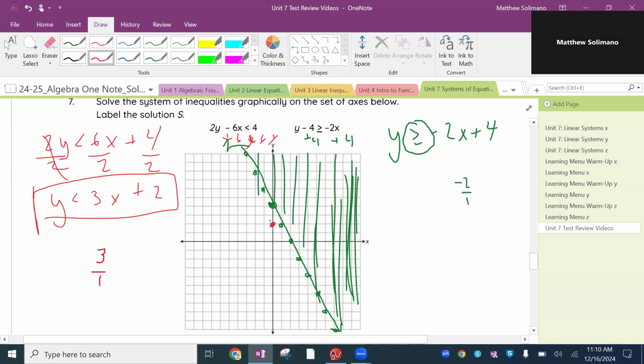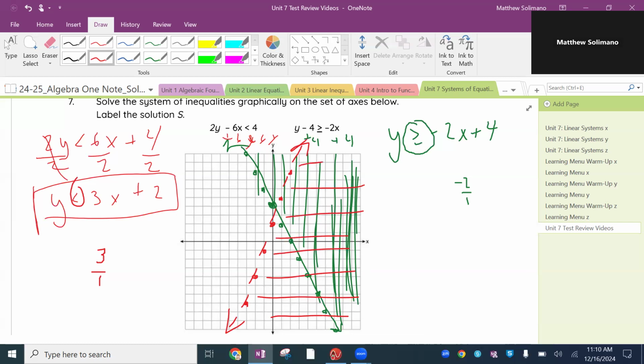So I'm going to go up 3, right 1. 1, 2, 3, right 1. Up 1, 2, 3, right 1. Now it helps to put a lot of dots. I could go down 3, left 1 as well. Down 1, 2, 3, left 1. Down 1, 2, 3, left 1. And this one is just less than. So I'm going to do a dotted line because it can't be equal to this line. It's got to be less than this line or below it.